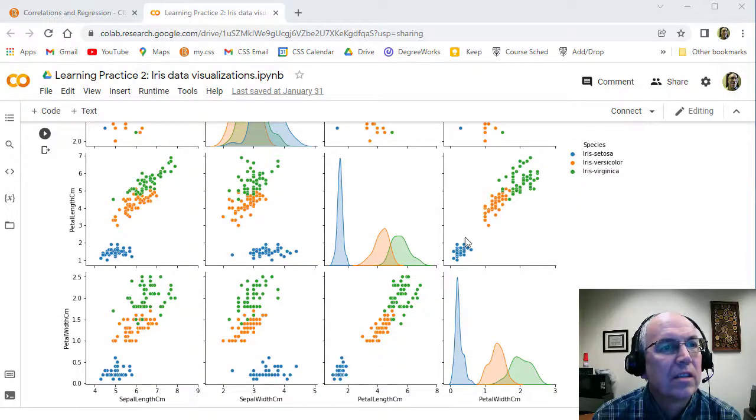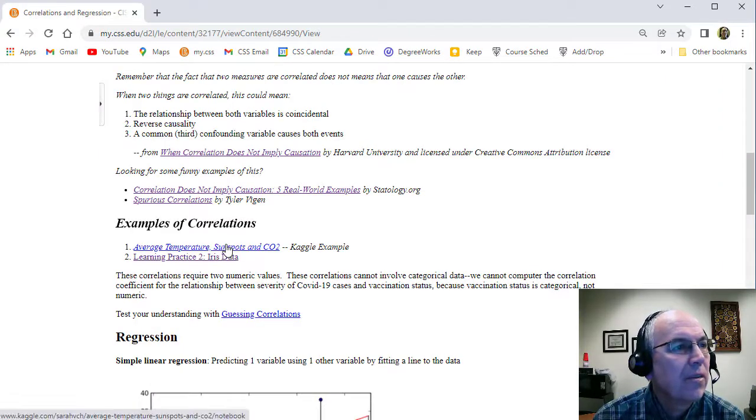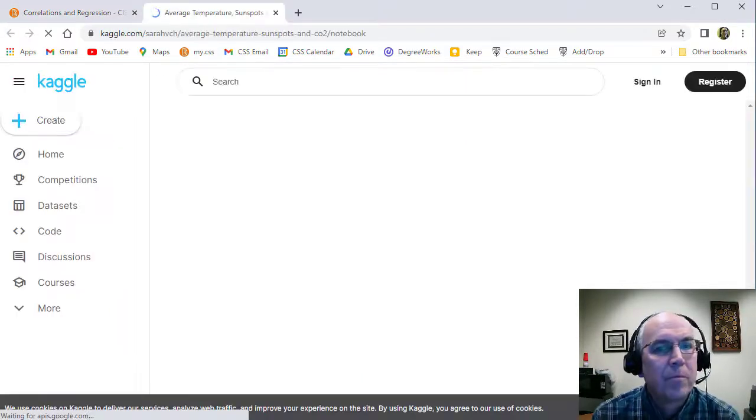Same with this. Okay, so that's a little bit of correlation with that data. Let's look at some other data. Let's look at average temperature versus sunspot data here.